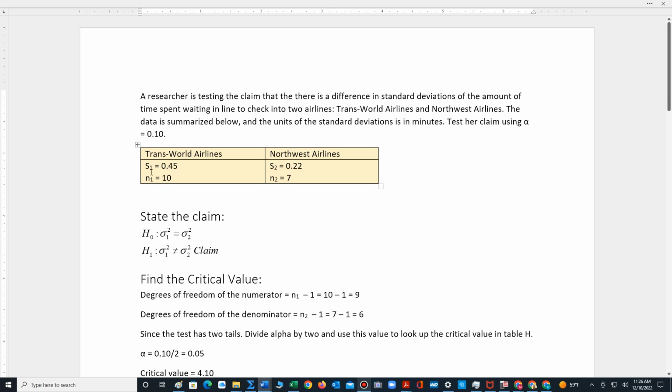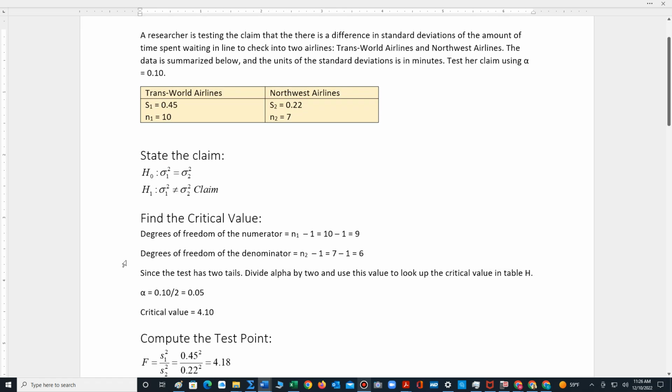That's the case here. When we state the claim, we have to use population variances. So the claim is that variance 1 is not equal. There's a difference between variance 1 and variance 2. That's the claim. That's an H sub 1 statement. H naught is that the two variances are equal.